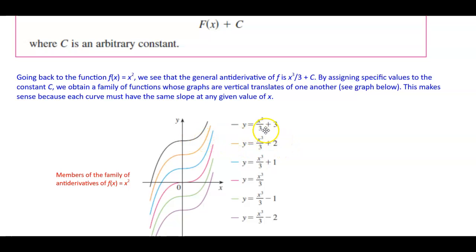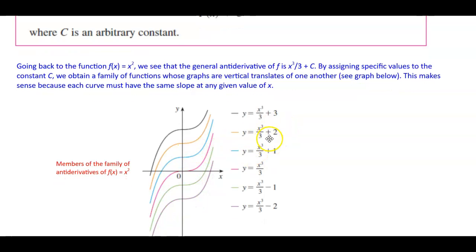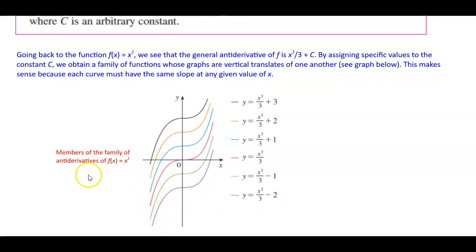So if we look at the first graph, it's x cubed divided by 3 plus 3. It's shifted up 3 units. This one is shifted up 2 units, then shifted up 1 unit. There is x cubed over 3, then shifted down 1 unit, and shifted down 2 units. So again, these are the members of the family of antiderivatives of f of x equal to x squared.